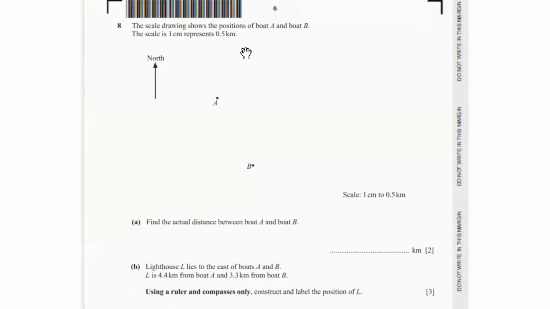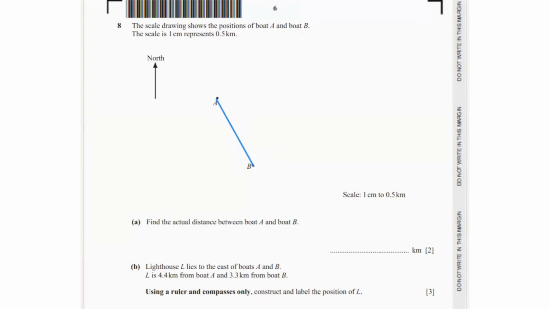Question 8 says the scale drawing shows the positions of boat A and boat B. The scale is 1 centimeter represents 0.5 kilometers. Find the actual distance between boat A and boat B. So for this, what you'll do is you will connect boat A and boat B with a straight line first. Then you will measure your distance using a ruler.